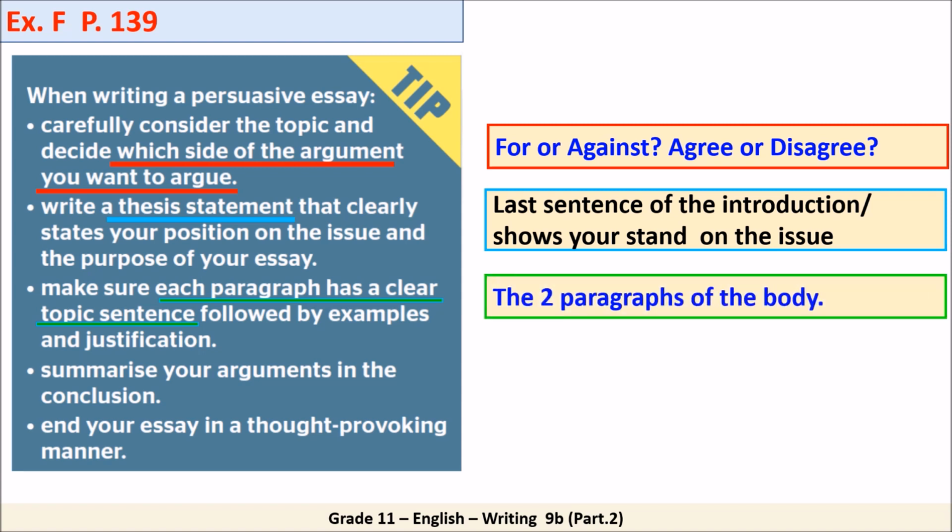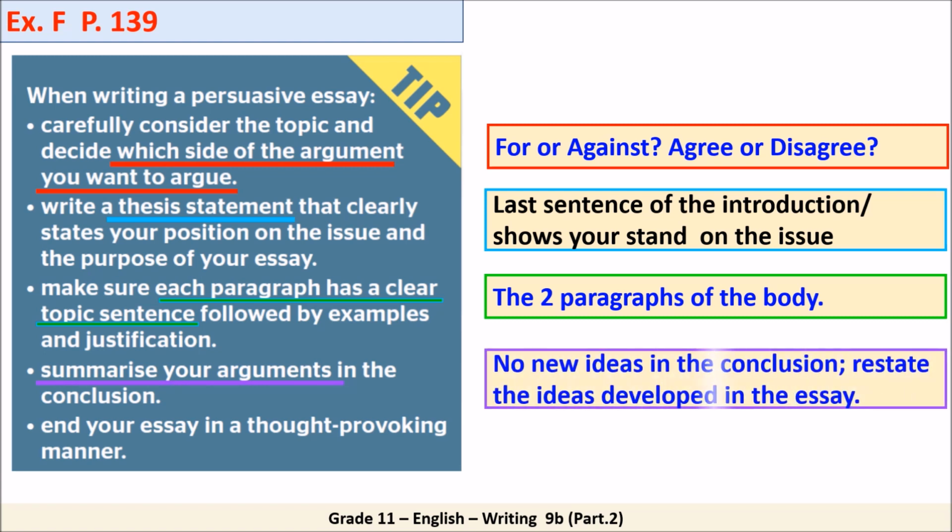Number 3, each paragraph has a clear topic sentence. Remember that in the essay we saw in writing 9B part 1, it had 2 body paragraphs, and each paragraph has its own topic sentence. Number 4, summarize your arguments in the conclusion. And this means there are no new ideas in the conclusion. You just restate the ideas already developed in the body.